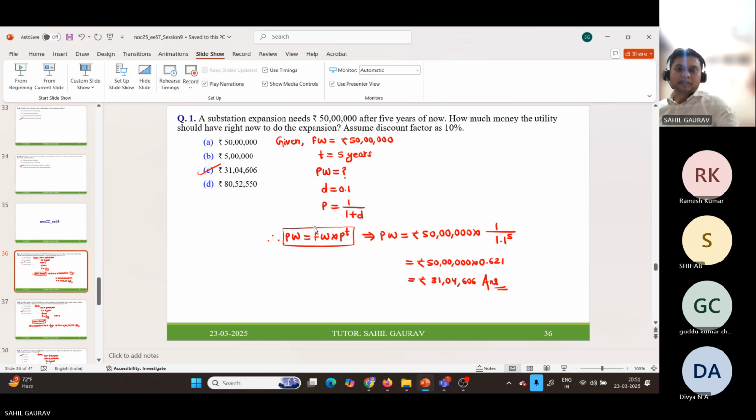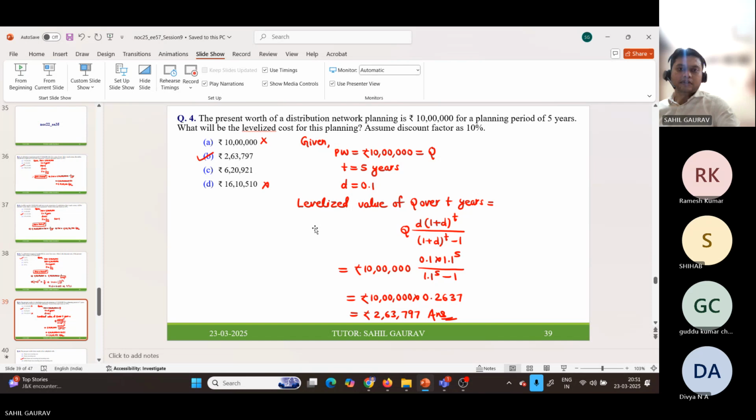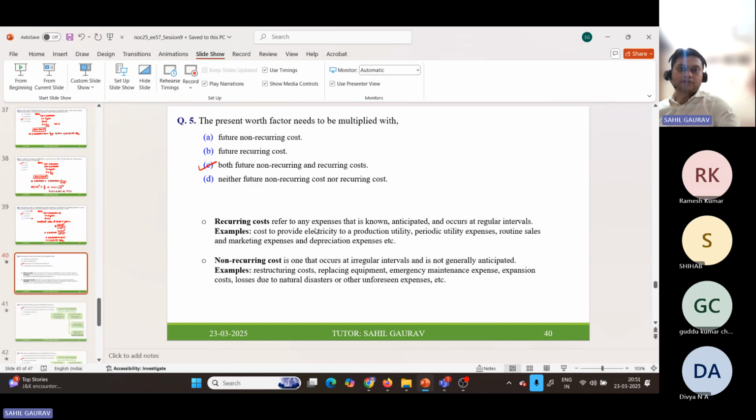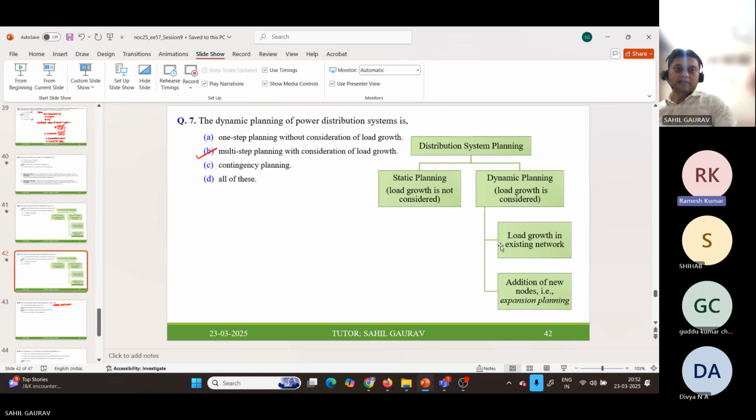Now for 2022, we have solved present worth and future worth type problems. We have solved some problems based on the levelized value also. So this question, the static planning of power distribution system is one step planning without consideration of load growth. If they ask about dynamic planning, then you can consider based on this understanding. Dynamic planning of power distribution system is multi-step planning with consideration of load growth.